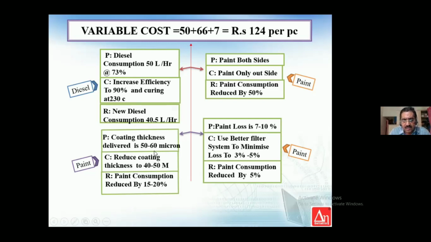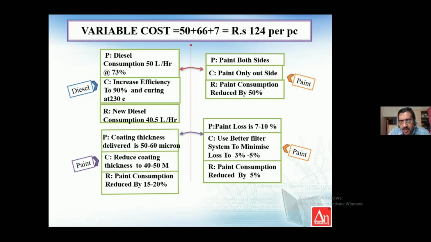The third change, or the third wastage we see here, is the coating thickness delivered. The specification says 40 microns. It is very difficult to get exactly 40 microns. And the specification says minimum 40 microns. If it was average, we could have tried. But to get minimum 40 microns everywhere, you need to paint something more.